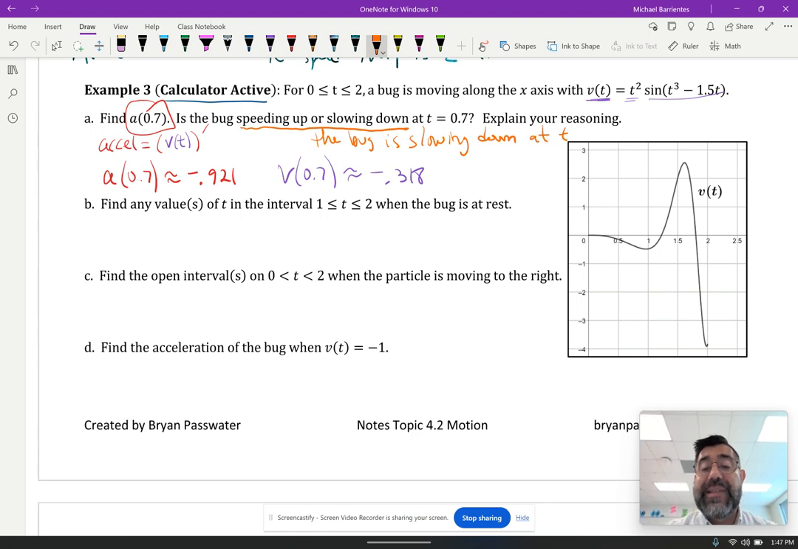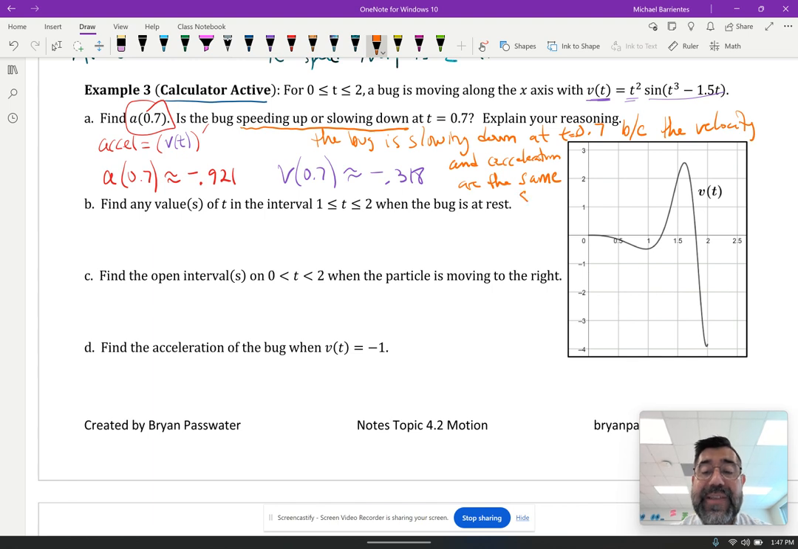where at time 0.7, because the velocity and acceleration are the same sign, or have the same sign, or are both negative, however you want to phrase it. But the idea is that because they are both negative, they are working with each other and speeding.